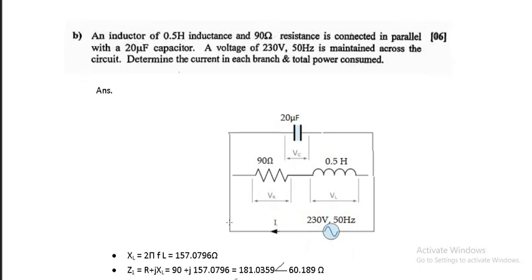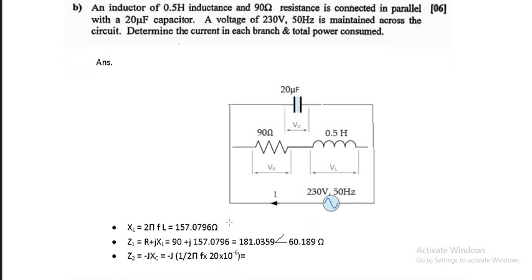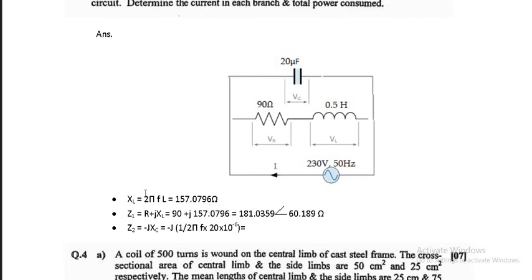Okay, the next one is an inductor of 0.5 Henry, and resistance is given to you. The series combination is connected in parallel with 20 microfarad capacitor. A voltage of 230 volt 50 hertz is given across it. So you have to determine the current in each branch and the total power consumed. The very first thing you will be doing is you will be finding out XL as 2 pi FL, and XC as 1 upon 2 pi FC.